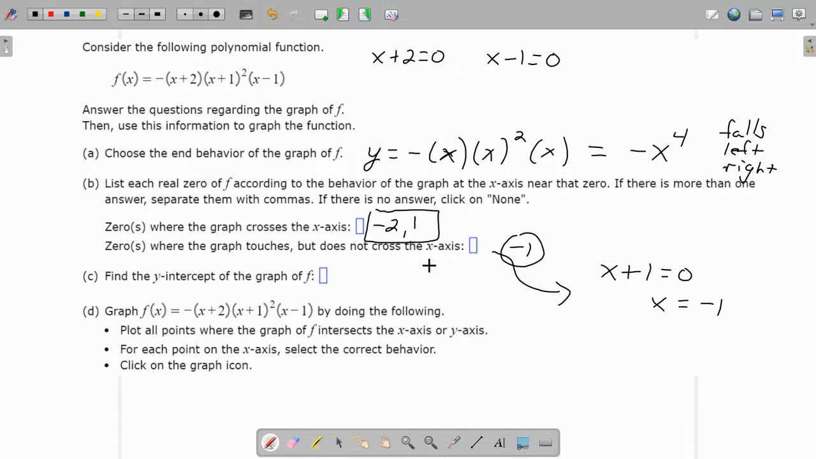Okay. And now the y-intercept for f, plug in 0 for x. So we get negative 2. We get 1 squared, which is still 1. And we get negative 1. So we get negative 2 times 1 is negative 2, times negative 1 is positive 2. So we should get 2.